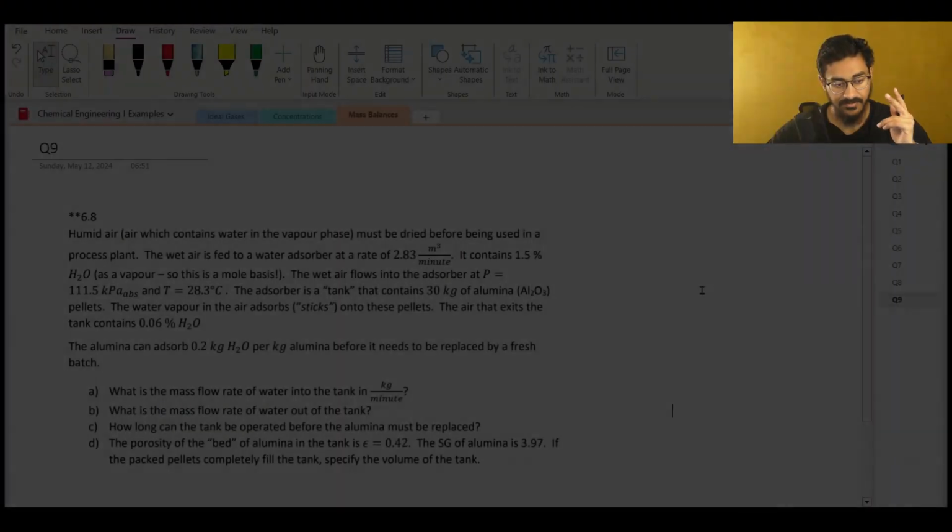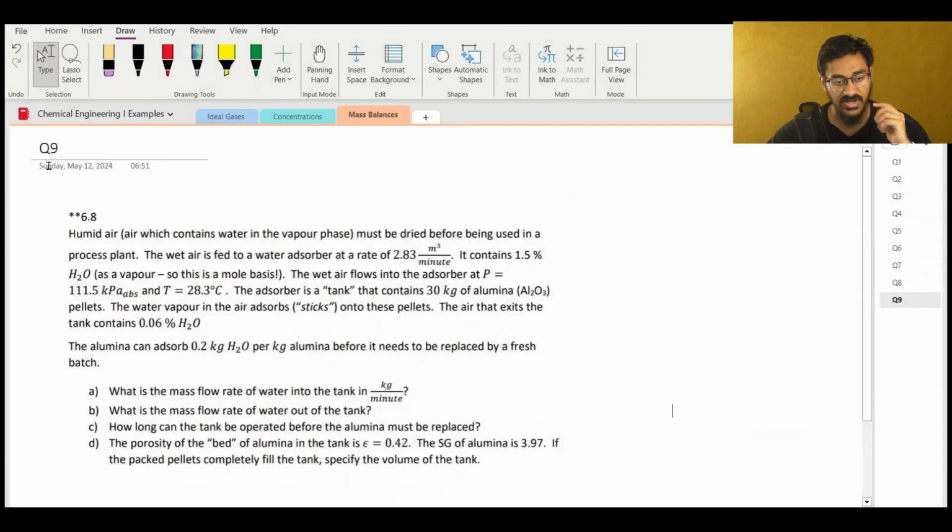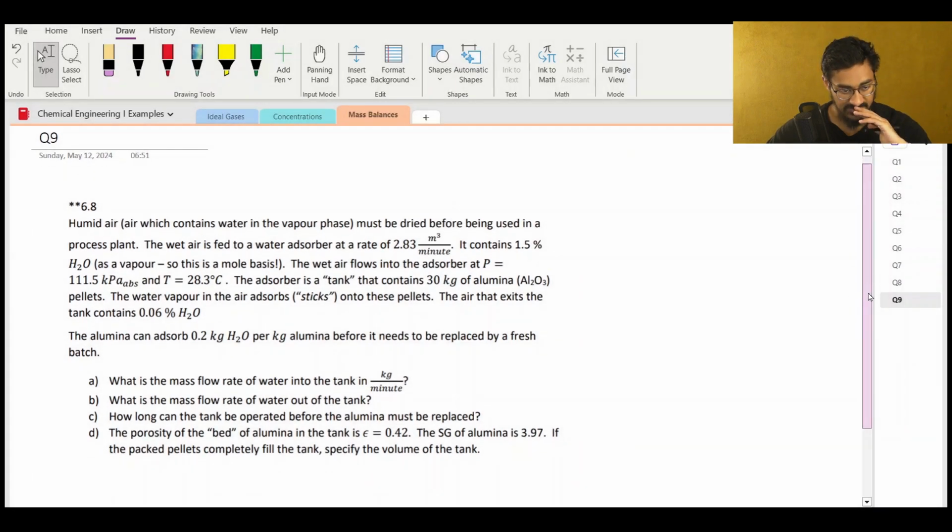All right, let's have a look at question 9 on mass balances. And this question is taken from a tutorial. So it looks like quite a bit of text, so let's go through it. They say to me, humid air, which is air which contains water in the vapor phase, must be dried before being used in a process plant.